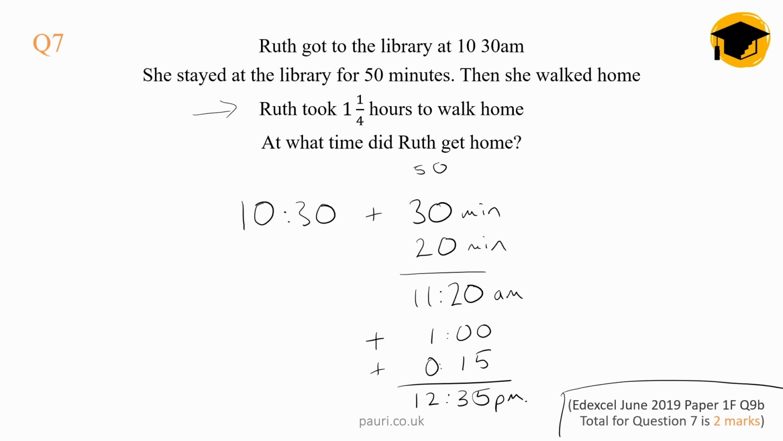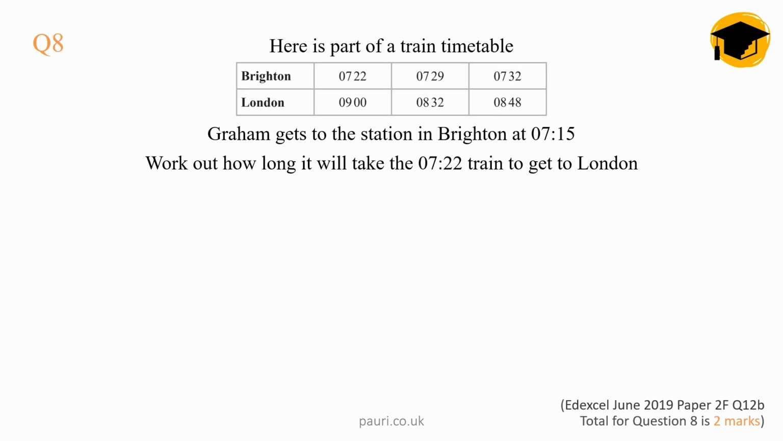Exam question, 2 marks. Here's part of a train timetable, Brighton, London, and the table's there. Graham gets to the station in Brighton, which is up here, at 7:15. So he could get, in theory, the first train. Work out how long it will take the 7:22 train to get to London. How long will it take to get from 7:22 to 9 o'clock? And notice there's 2 marks, so I need to show my working.